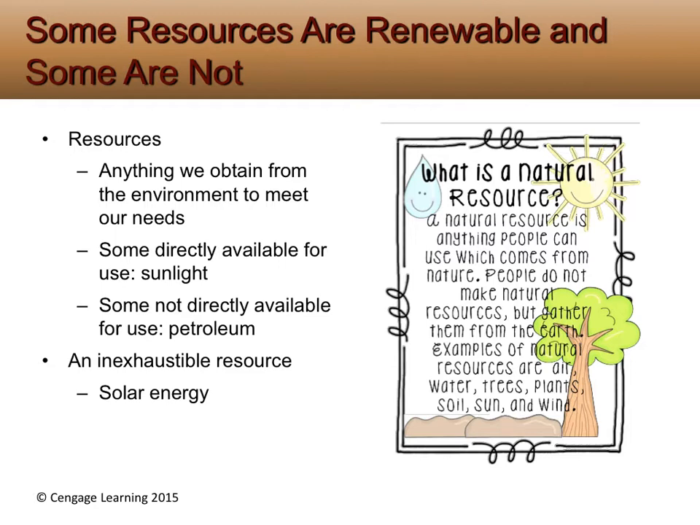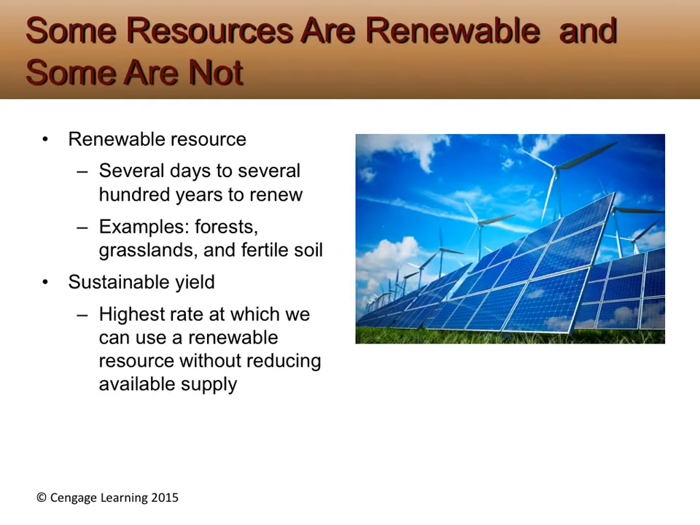Some are directly available for use, of course, things like sunlight. Not directly available are things like petroleum. We need to get that from the earth. Of course, we use petroleum for many, many different things, including our cars, including heating our houses, including making things like plastic. We have an inexhaustible resource, which is solar energy, which we need to tap into, and more.